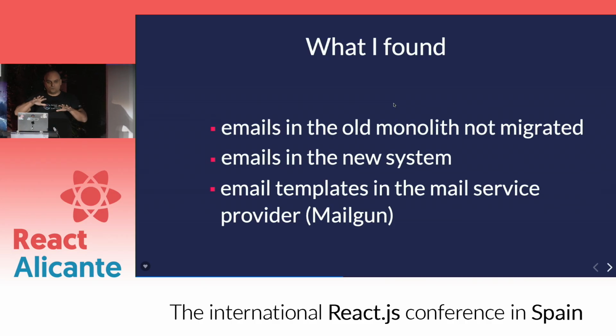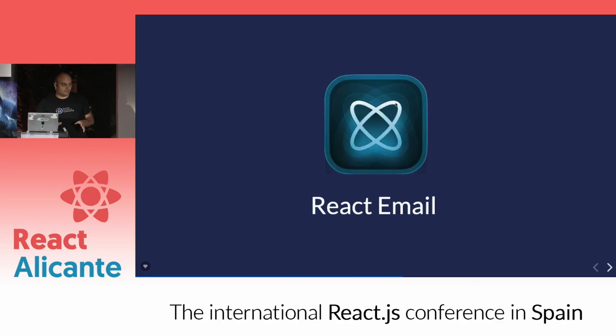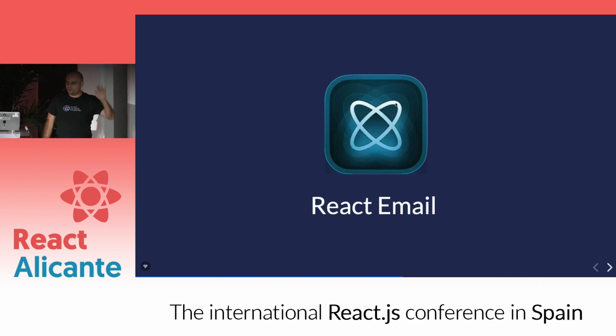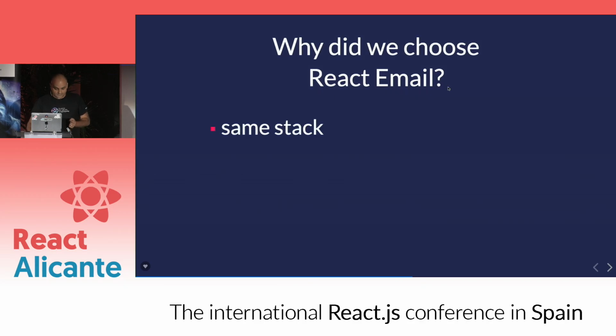Because it's really hard to work with all these places and not know exactly where you need to change something. So, of course, what we normally do, we did a spike, we investigated the options, then we chose a solution, and we did a POC. We chose React Email, and I'm curious how many of you have heard of React Email? Okay, that's good. Some people? So, why did we choose React Email?